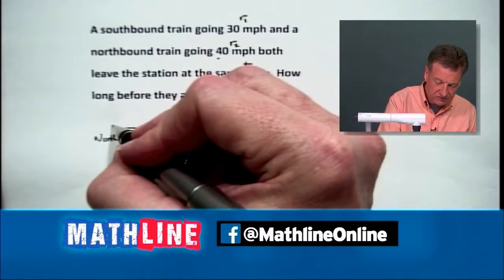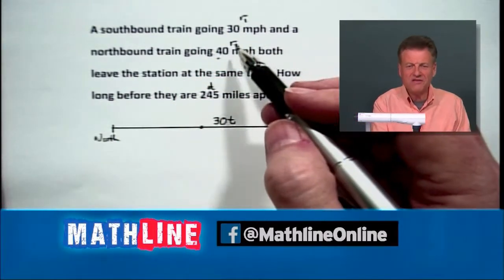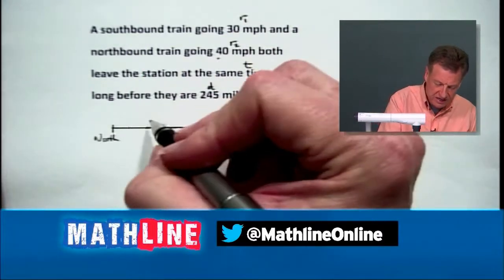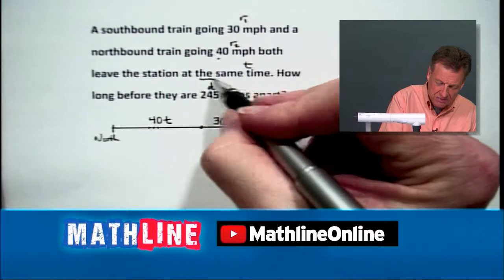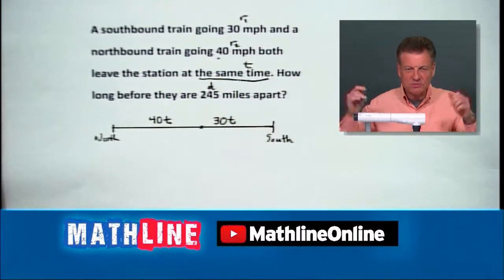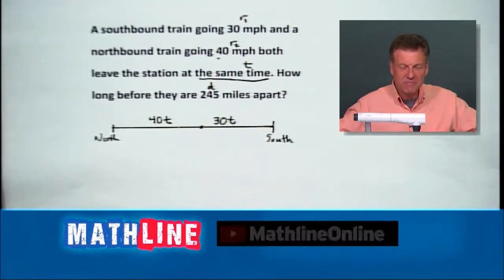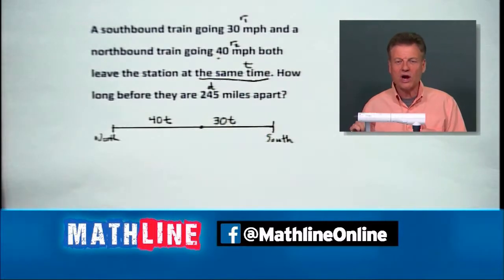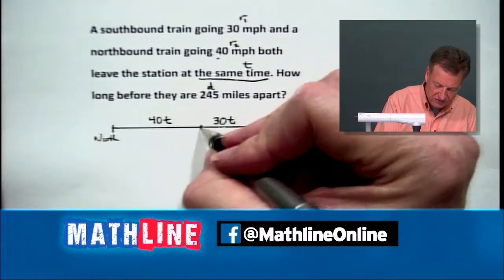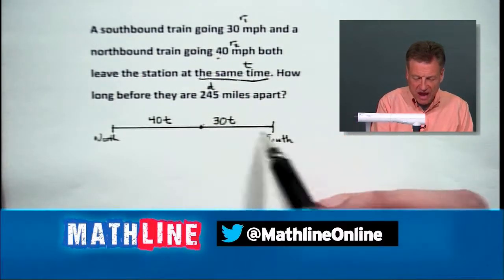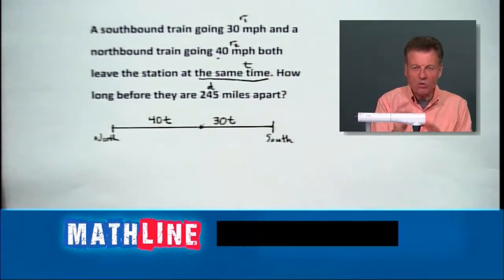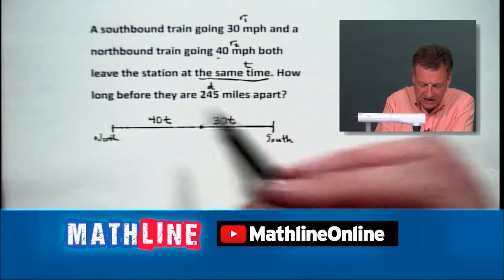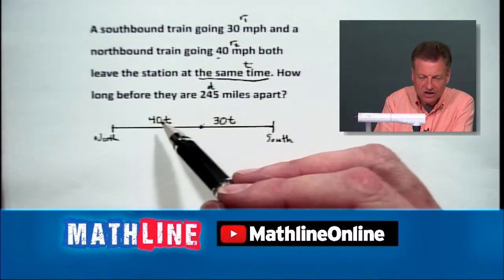Let's go to the left. Go to the north. Northbound's going a little faster, so its rate is 40. And again, we said same time, because eventually there's going to be one spot where we're going to be 245 miles apart. We want to figure out where does it happen. So here's your rate and your time. Notice this one travels a little bit more. Oh, no, it doesn't. It travels what? A little bit less. Now, why is that? Why is it 30T and 40T? What's the deal here? Well, guess what?